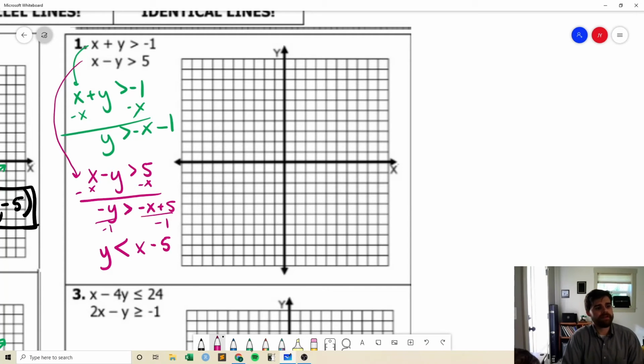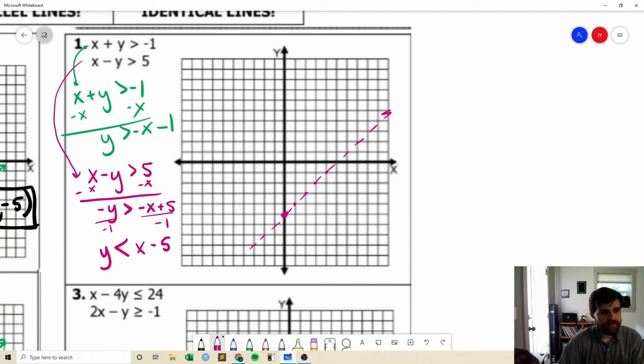Okay, so we got our two equations there. So I'll do pink since I'm in that color. 1, 2, 3, 4, 5. So intercept of -5 and a slope of 1. The process for graphing these is pretty much the same, except here, instead of using a solid line, I'm going to need a dashed line or a dotted line, which we can do.